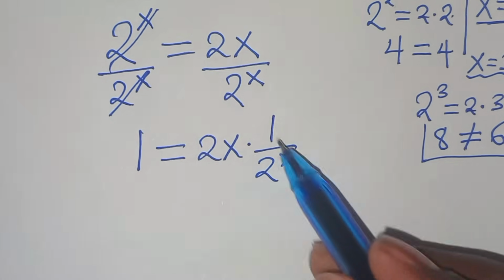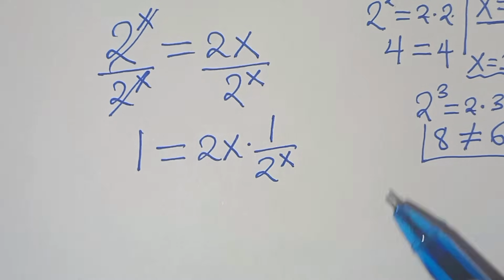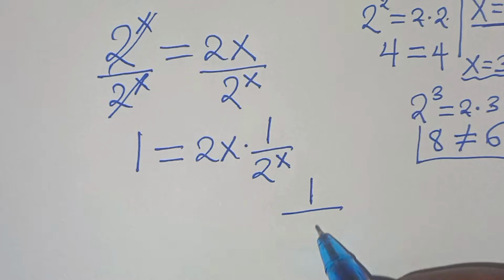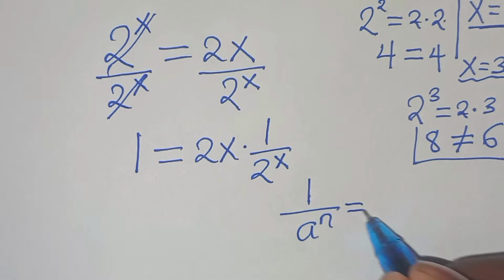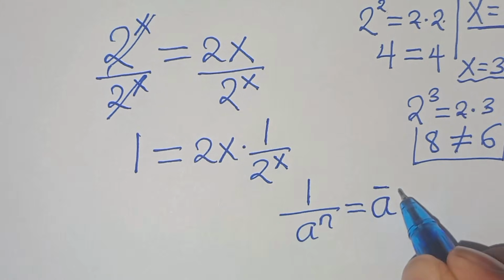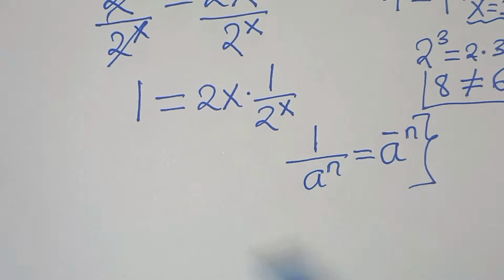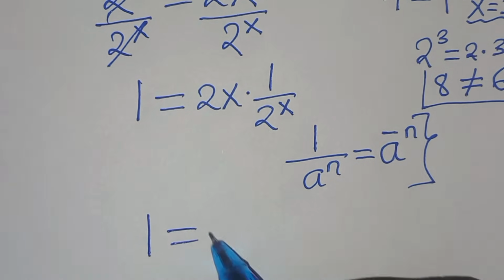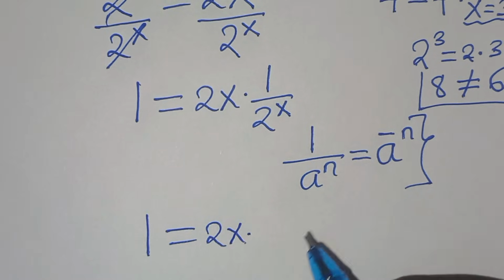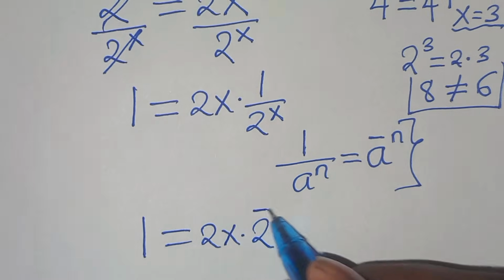Now, we have that 1 over 2 to the power of x. This is in the form of 1 over a to the power of n, which can be expressed as a to the power of minus n. Let's apply this property so that we have 1 is equal to 2x multiplied by 2 to the power of minus x.